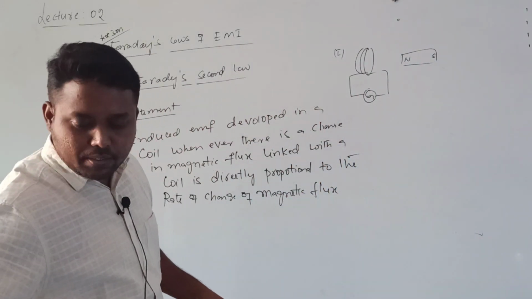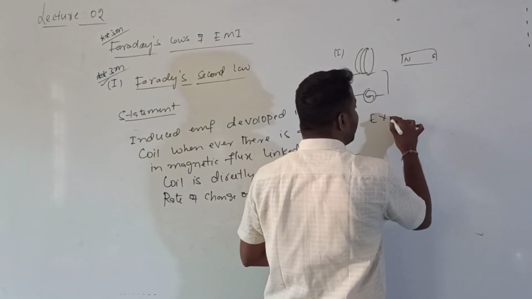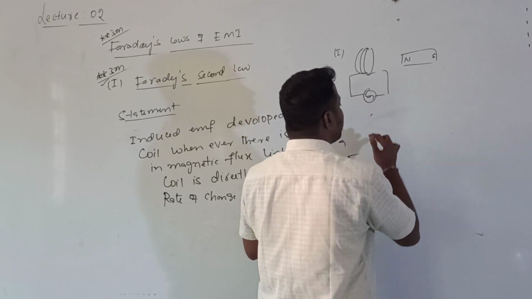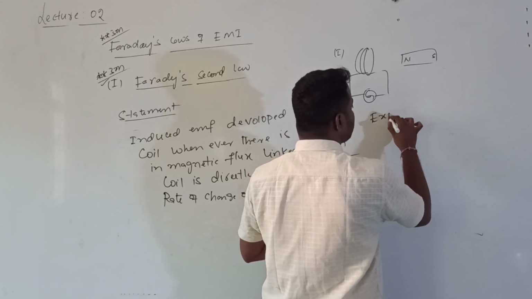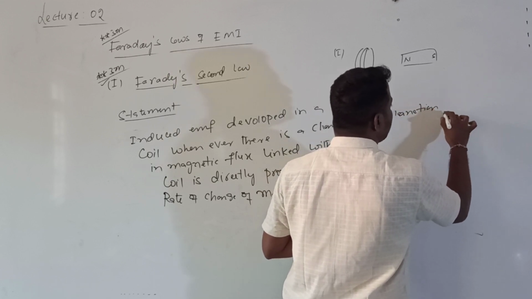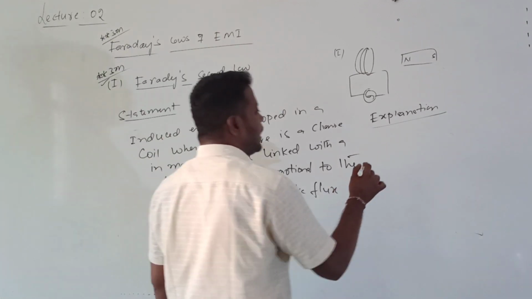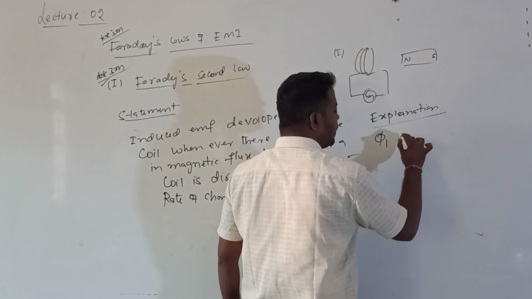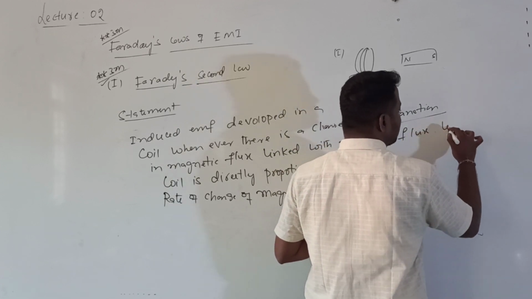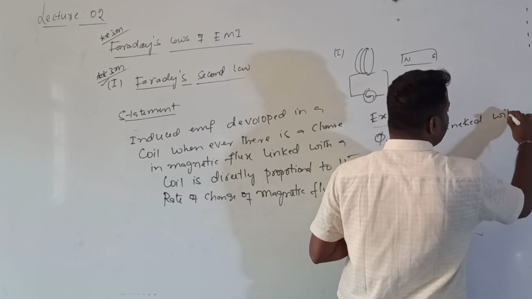If you want the explanation, the second law explanation is also important. So what is the experiment? The explanation for the second law: let us consider phi 1 is the flux linked with the coil.